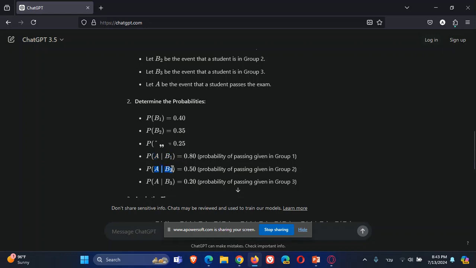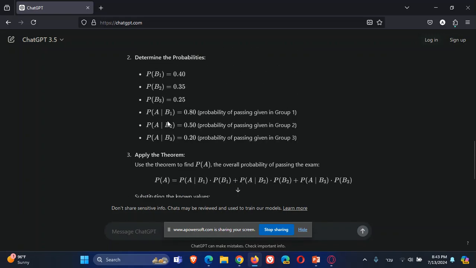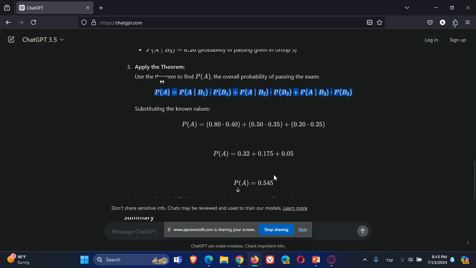Also, I can define the probability of a student passing the test, passing the exam, dependent on each of the groups. If the student is in group 1, I know that the probability of passing is 80%. Group 2, 50%. Group 3, the probability is 20%. So now I can use the theorem of total probability to calculate the probability of A, for any student to pass the test. This is the probability using the theorem of total probability. And now we can calculate and get the result.